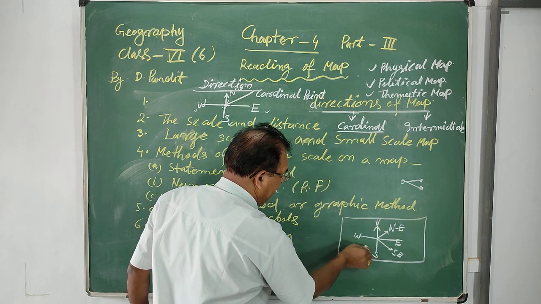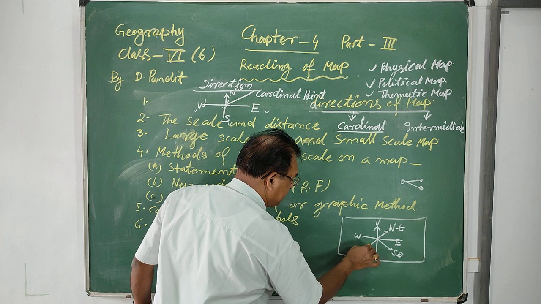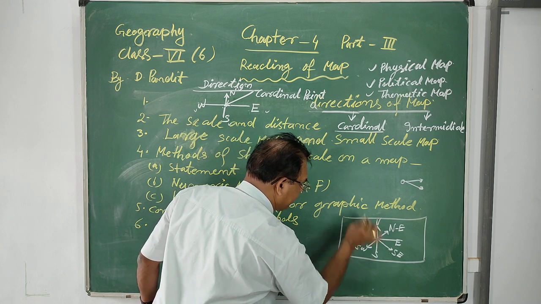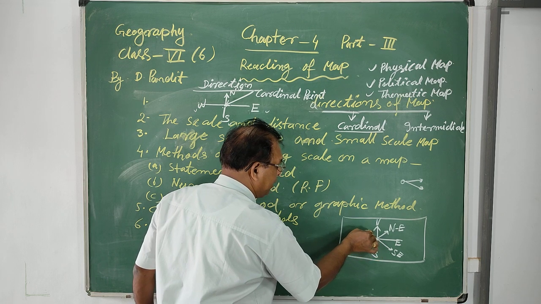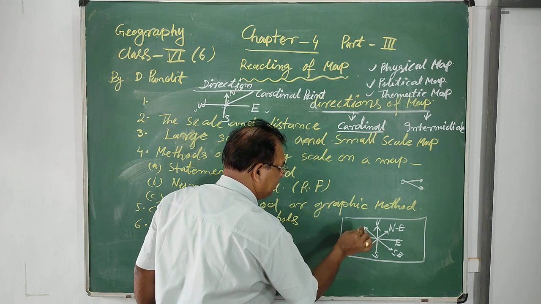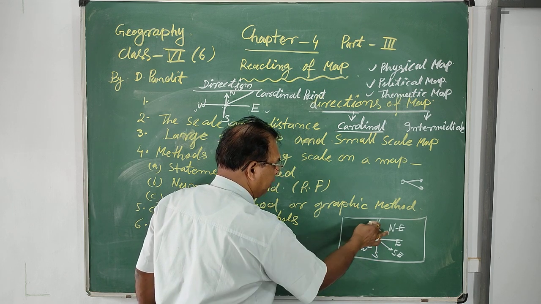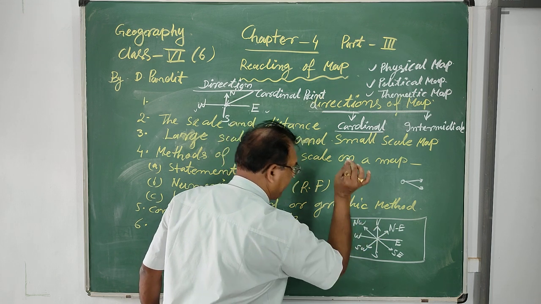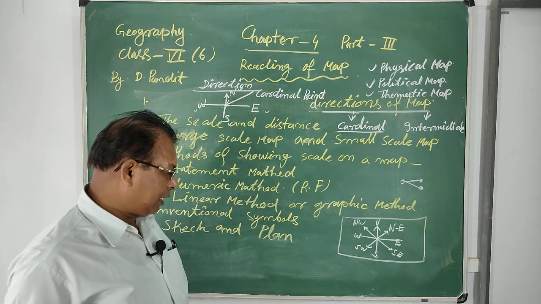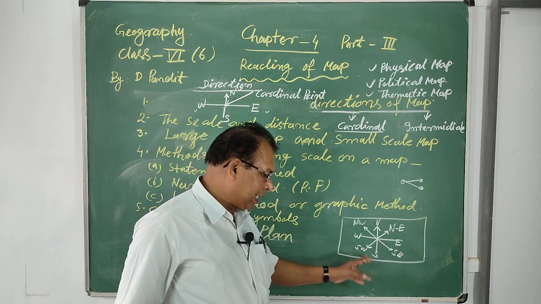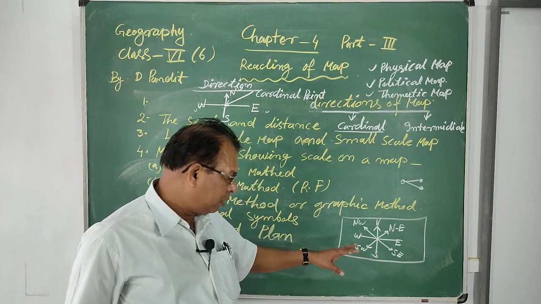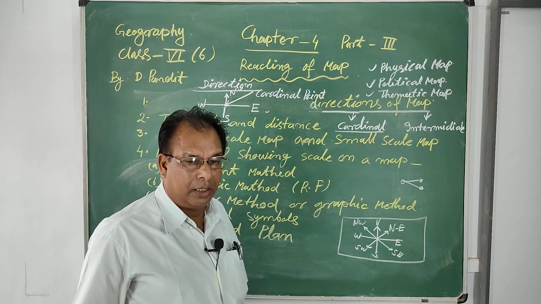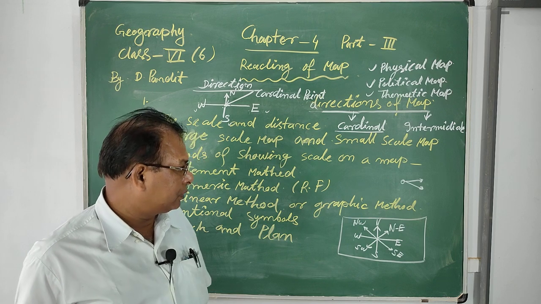But between the south and the west, another direction is known as the southwest direction. And between the north and west, it is known as the northwest direction. So there are 8 directions shown on the map: cardinal directions and the intermediate directions.